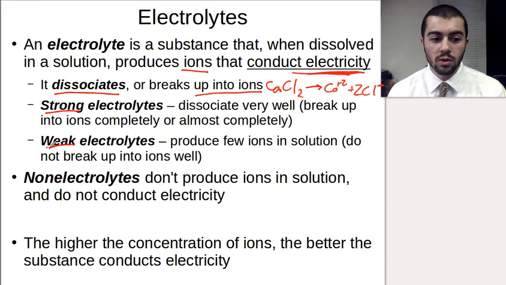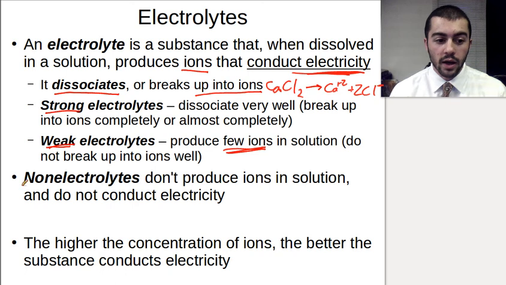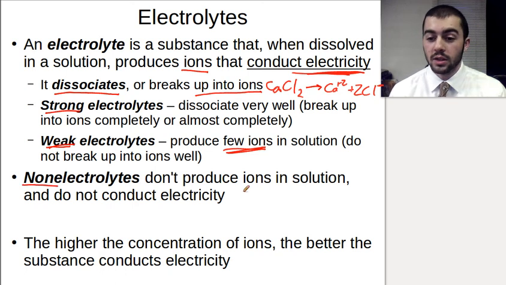A weak electrolyte would be something that doesn't dissociate well, that only produces a few ions in solution and isn't really dissolving or dissociating all the way. That's how you can tell between a strong and a weak electrolyte: something that breaks up really well into ions is a strong electrolyte, and something that doesn't is a weak electrolyte. A non-electrolyte is something that doesn't produce ions in solution at all, and this will not conduct electricity.